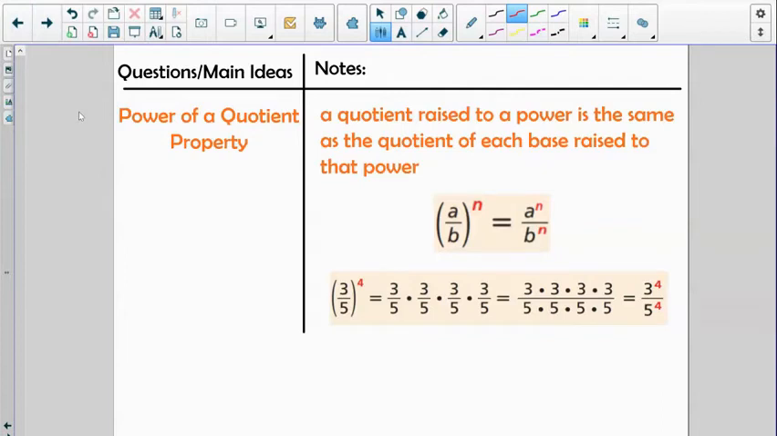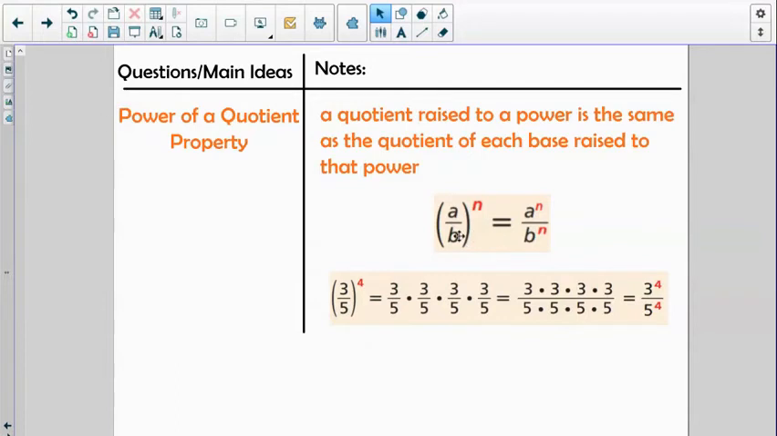All right, let's look at our second quotient property. This one's called the power of a quotient property. It reads that a quotient, or a fraction really, raised to a single power is the same as taking the quotient of each base raised to that power. So a to the nth power over b to the nth power. It's essentially distributing that exponent again, but this time we're distributing it to each part of the quotient.